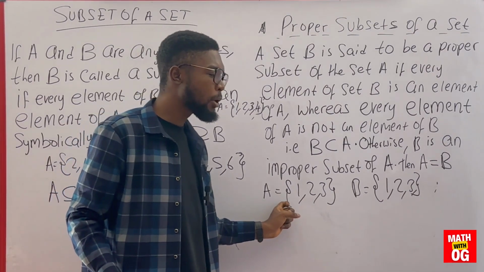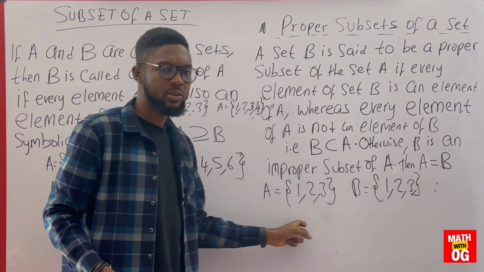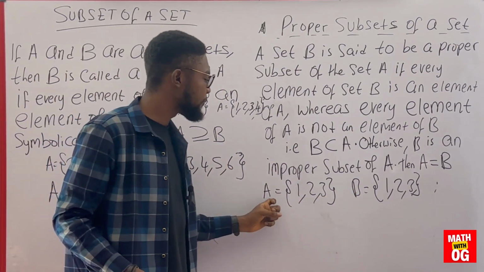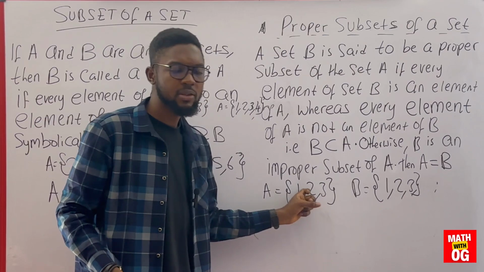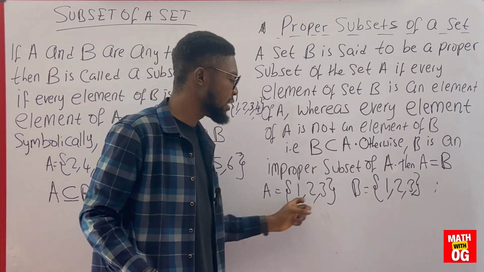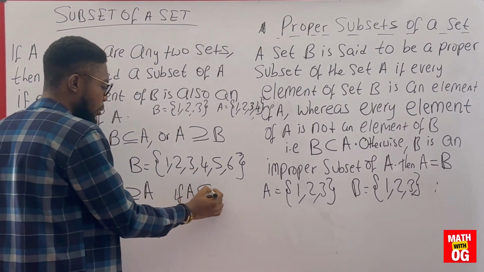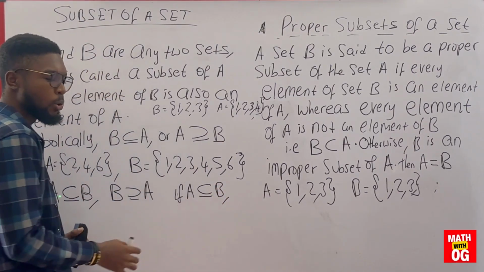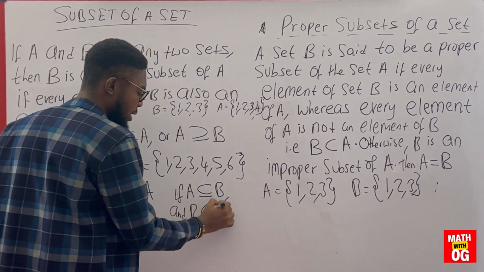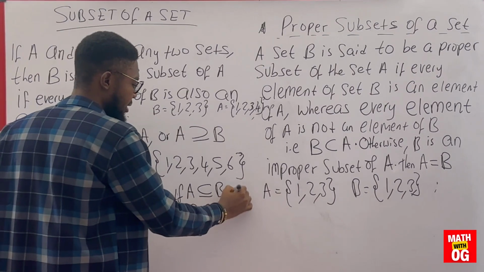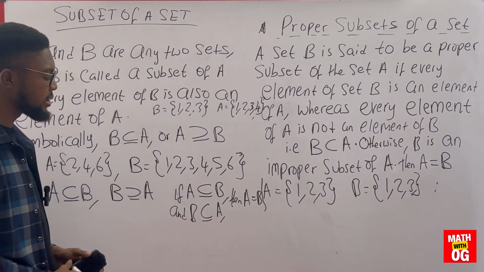So if A is an improper subset of B, it means that B is also an improper subset of A, and that also means that A is equal to B. I can write it this way. If A is an improper subset of B, using this symbol to represent improper subset, and B is also an improper subset of A, then A is equal to B.